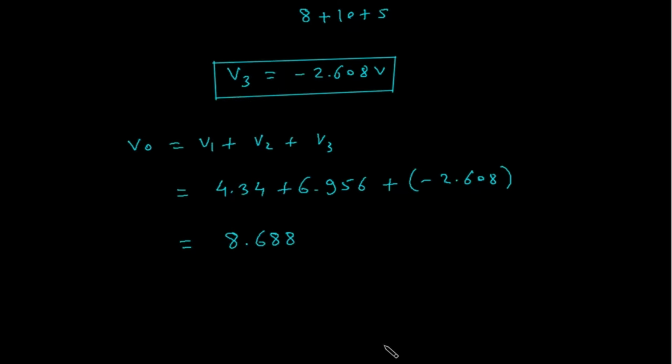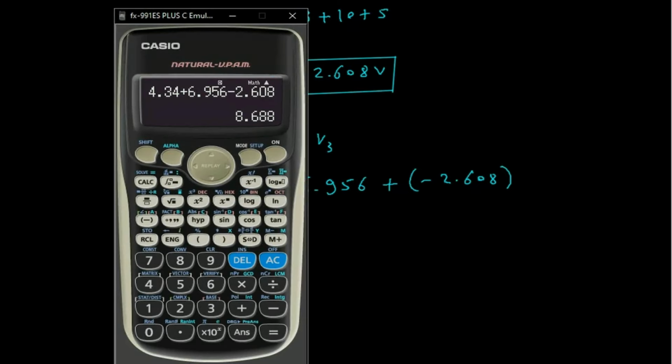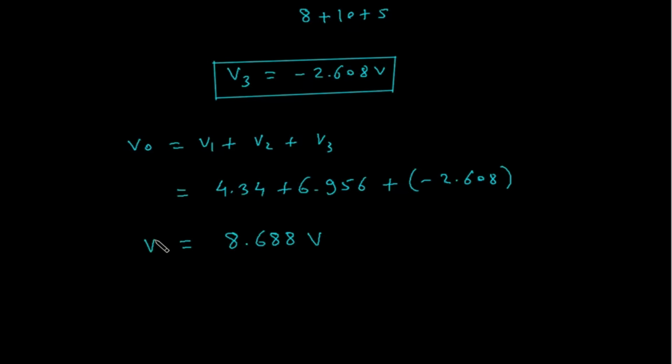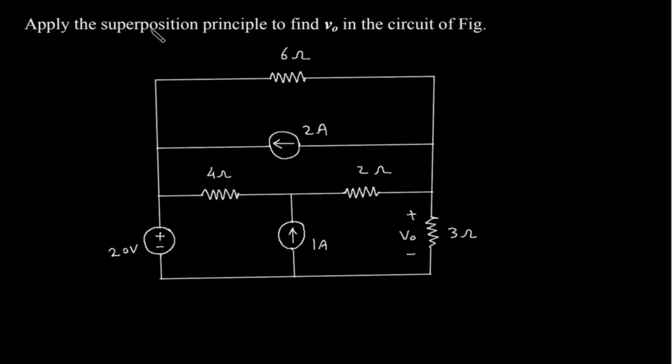The unit of voltage is volts. So therefore VO is equal to 8.688 volt. Apply the superposition principle to find VO in the circuit of figure.